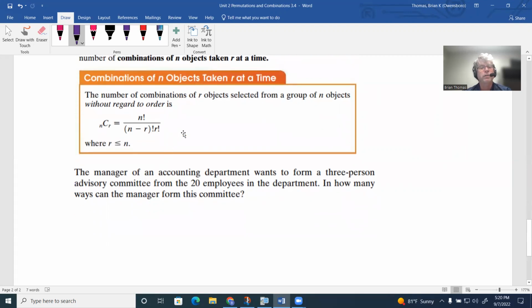Now, instead of doing all that, we actually can just use the calculator as a way to calculate this. So say a manager at an accounting department wants to form a 3-person advisory committee. So let's say it doesn't matter how they're chosen. So order does not matter. It's just 3 people. They're not distinguishable there. So if I have 20 employees and he wants to choose 3 of those employees, what I can do is use 20 combination, and I'm only going to choose 3. And this will be a lot smaller number since order does not matter here in regards to permutations.